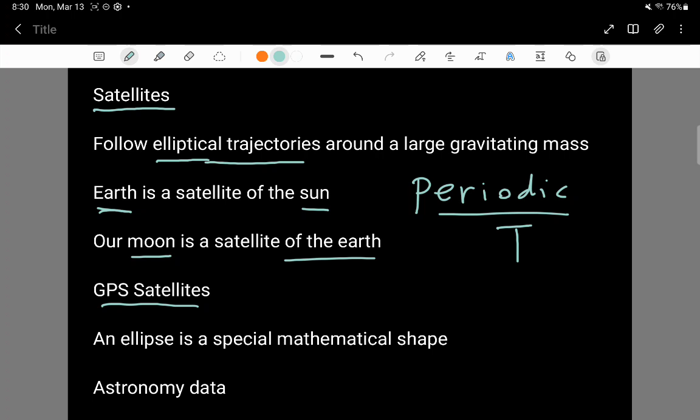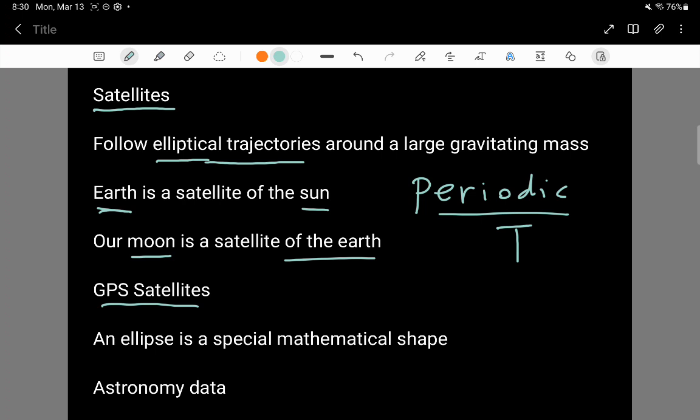And the amount of time it takes for us to wait for the Earth to go out far away from the sun to the aphelion and then back to the perihelion is 365 days, right? 1 Earth year. So the period is the year for that elliptical trajectory.